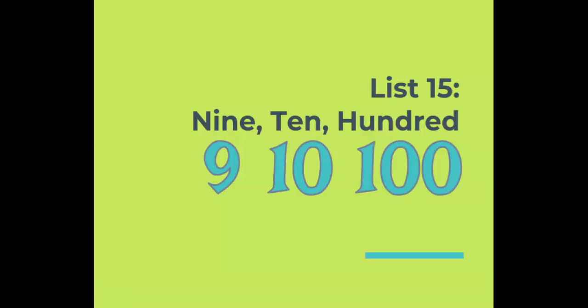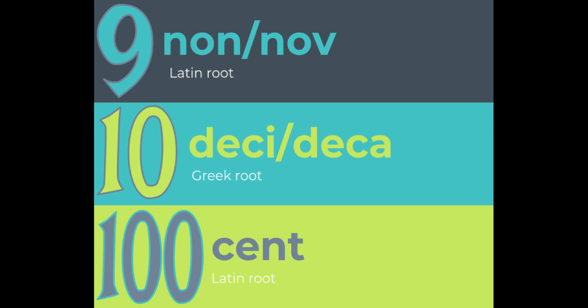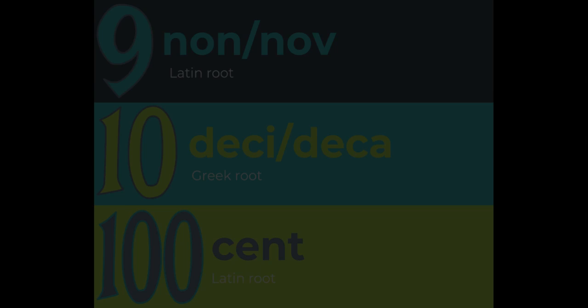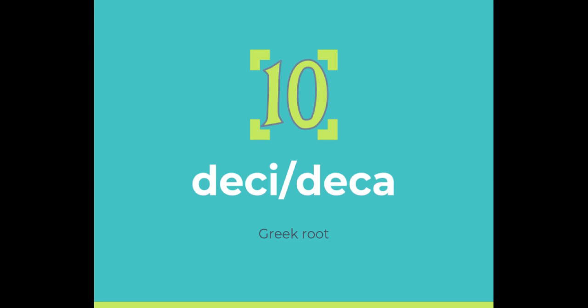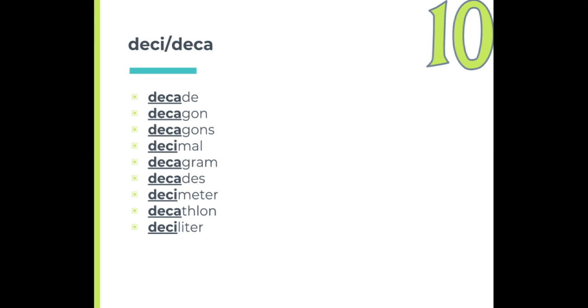Try this again. This is the list 15, 9, 10, 100 video. So here are your roots for the week and what they mean. This video is the deci deca video. So these roots both have to do with the number 10 and are Greek roots. Your words are decade, decagon, decagons, decimal, decagram, decades, decimeter, decathlon, and decaliter.